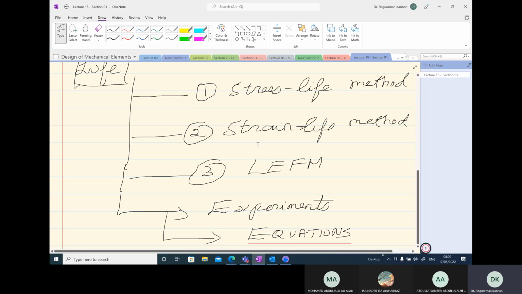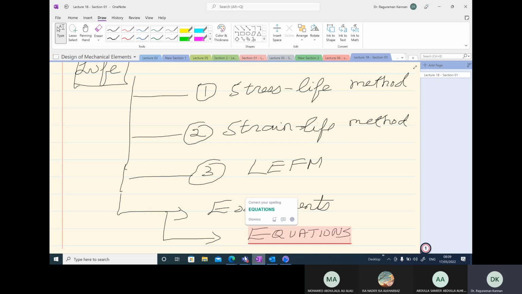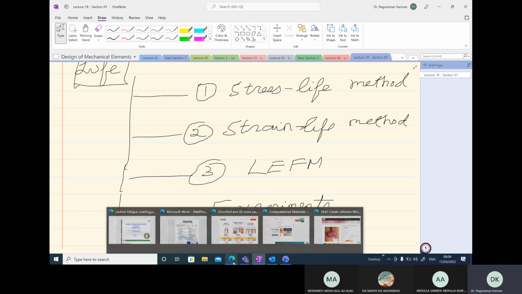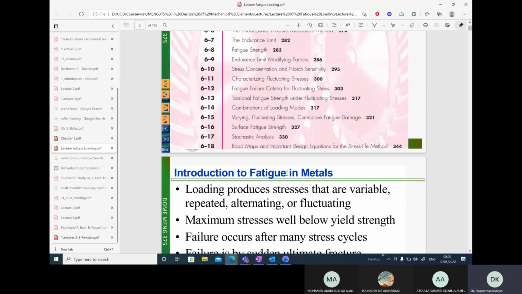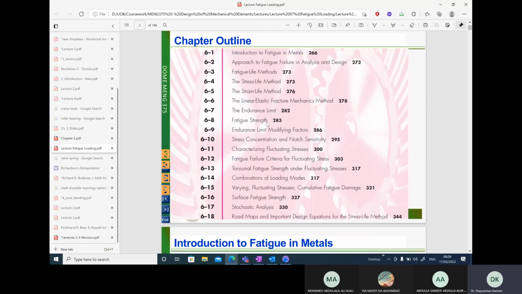So this is the concept map for the entire chapter. Stress life method, first experiment, and then strain life method. First we will go through, again, experiments, what kind of experiments and what kind of data are extracted, and finally for both the methods we will go through the equations. So let's go to the slide. Okay. There is some other information also here. As we go through the slides, we will come across that information as well.